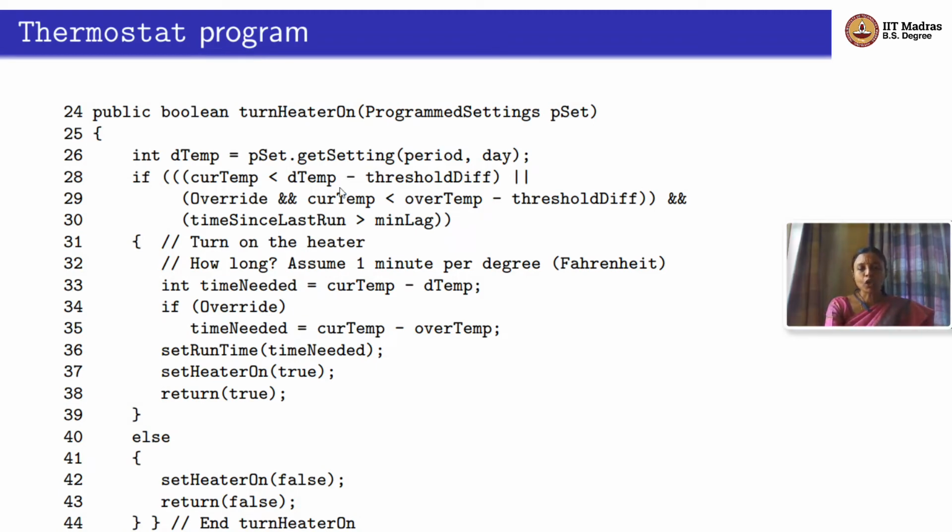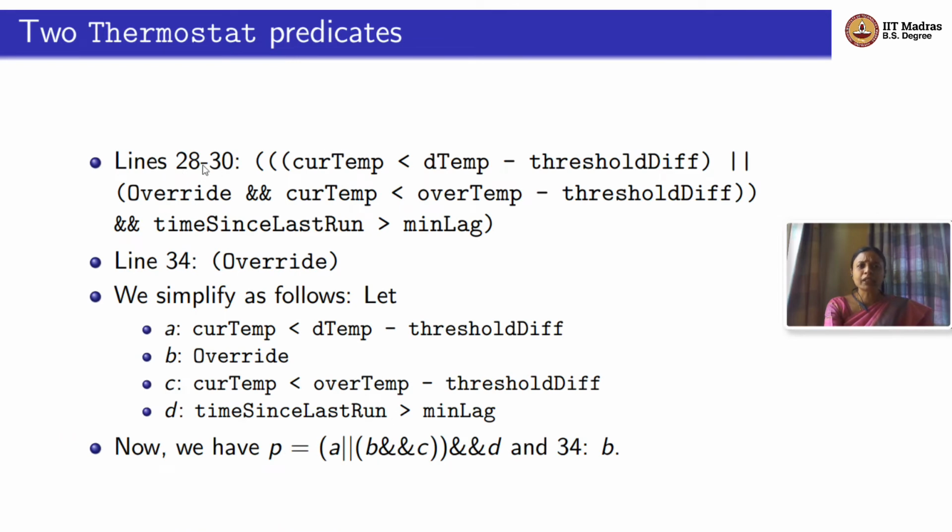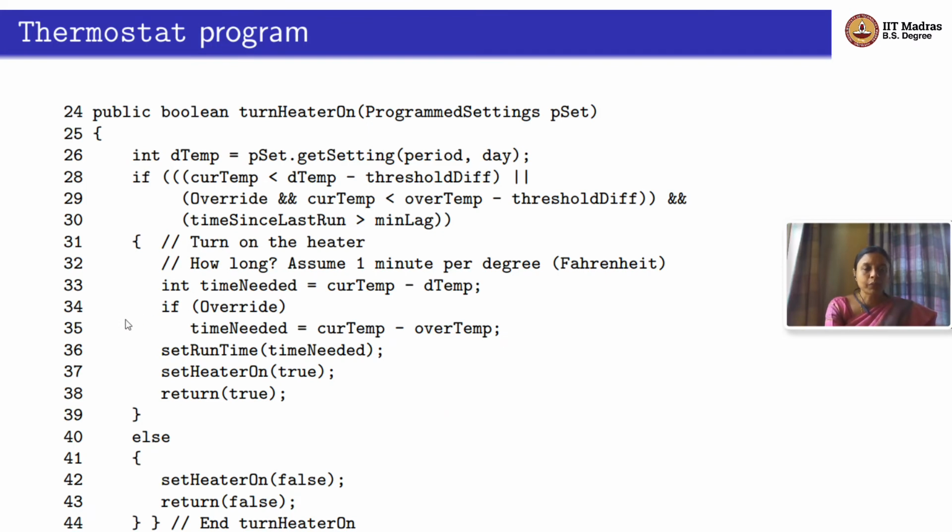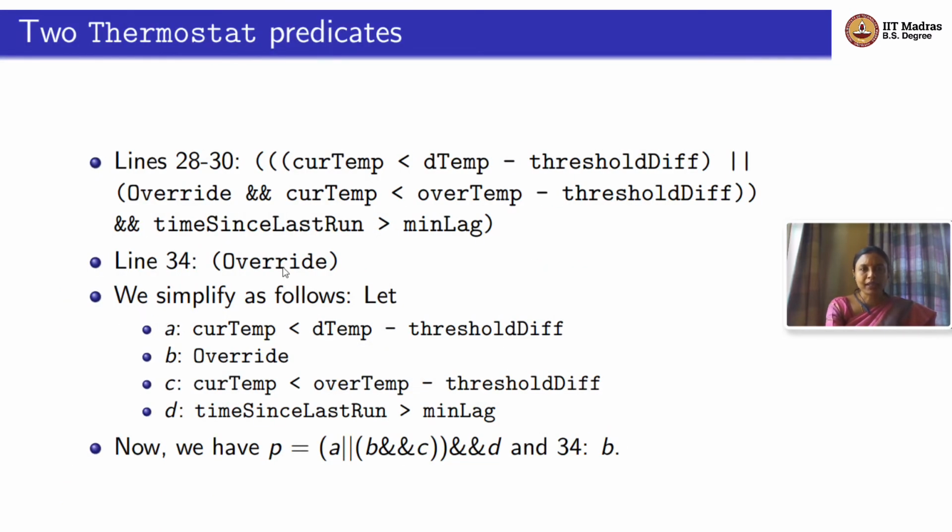This if statement is long. So in lines 28 to 30, I'm just recopying the if statement here. If current temperature is less than the desired temperature minus the threshold difference, or if override mode is on and the current temperature is less than the overridden temperature minus the threshold difference, and time since last run is greater than min lag, that's one if statement that was present here. The second if statement is present in line number 34, override. So we would like to take these two as predicates that are present in the program and apply logic-based coverage criteria to test the program.